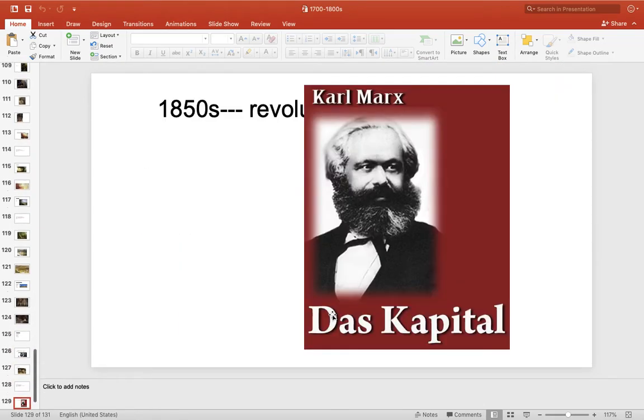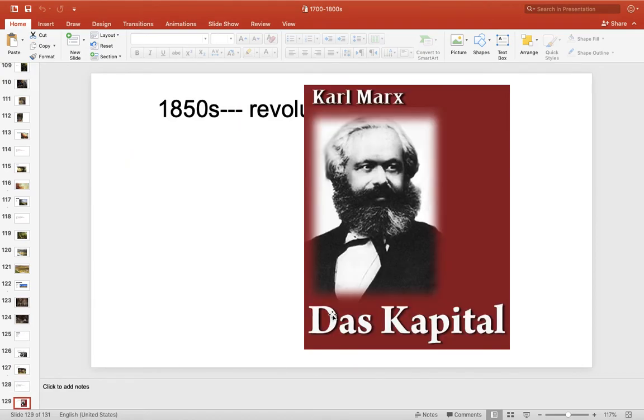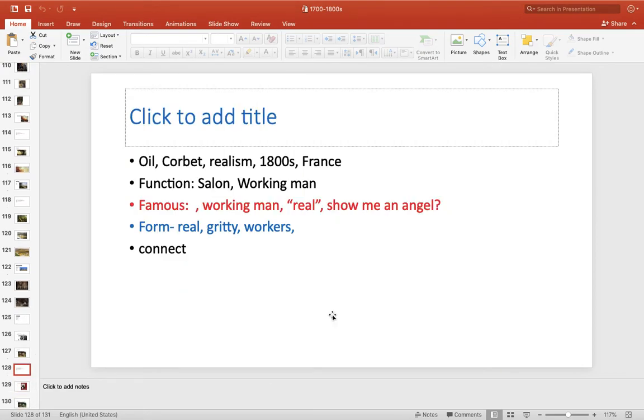Last one. I kind of fast forwarded. Courbet, Realism, The Stonebreakers. The Stonebreakers, an oil painting by Courbet. It's Realism, 1800s France. Function: it's for the working man. This painting would try to go to the Salon, but it's really about elevating the working man and the worker. Context of Karl Marx and a lot of revolution.